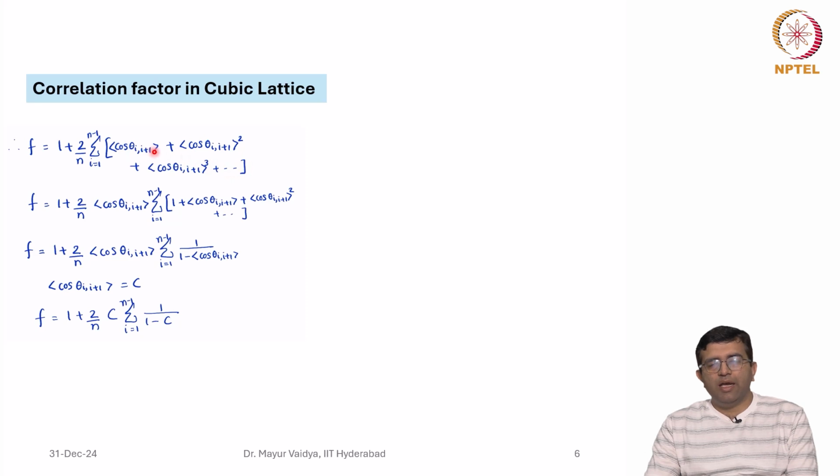Now, cos theta I plus 1 can be taken out as common. So, it will have 1 plus cos theta I plus 1 plus cos theta I plus 1 whole square and so on. And this is a summation, a geometric series. So, the summation can be written as 1 over 1 minus cos theta I plus 1. Let us call this cos theta I plus 1 average is equal to C. So, we can write F is equal to 1 plus 2 by n times C summation I equal to 1 to n minus 1 by 1 minus C.